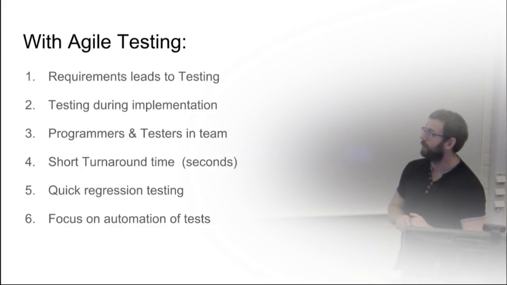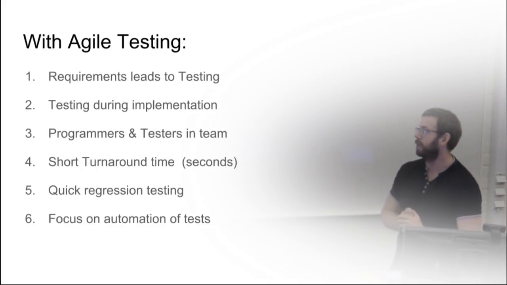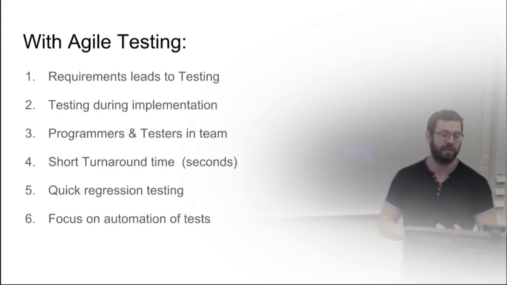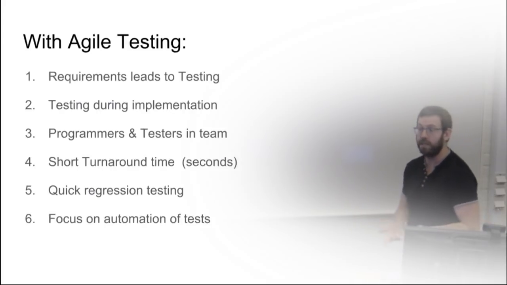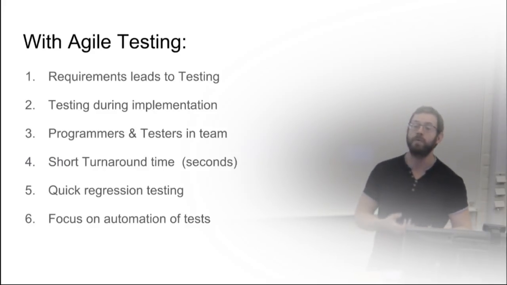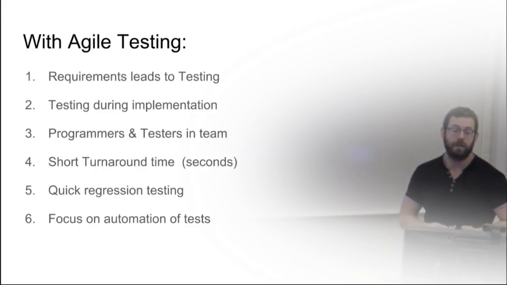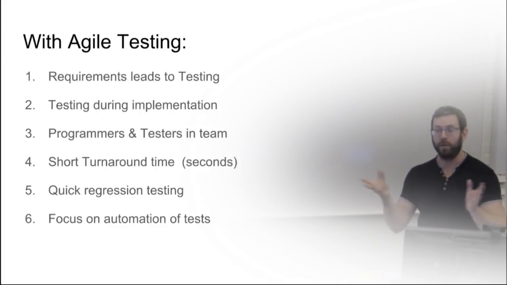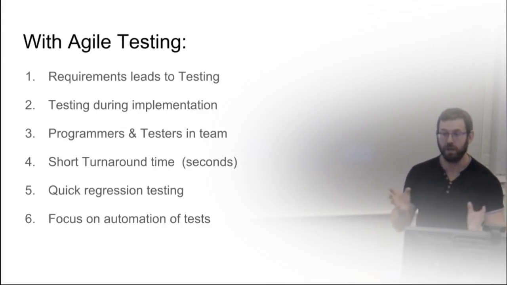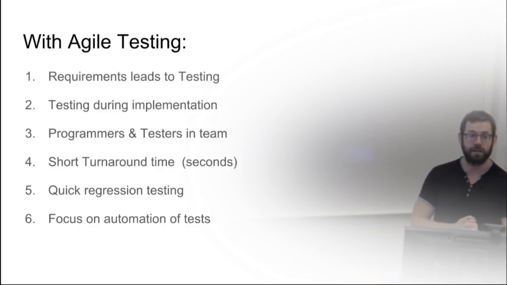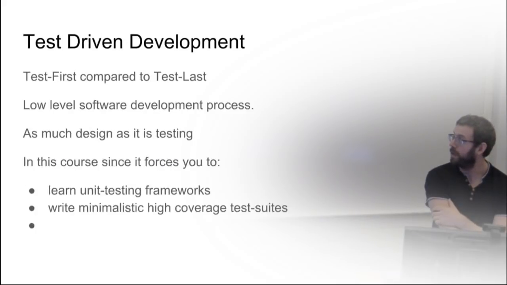And so short turnaround time requires quick and painless regression testing. In order to get that, you need to automate almost everything. We focus on automation in order to do that. So JUnit is sort of a thing that came with this. And I mean, it's an old thing, so Agile testing is an old thing. And again, this is an overgeneralization of an entire industry, so take it for what it is.